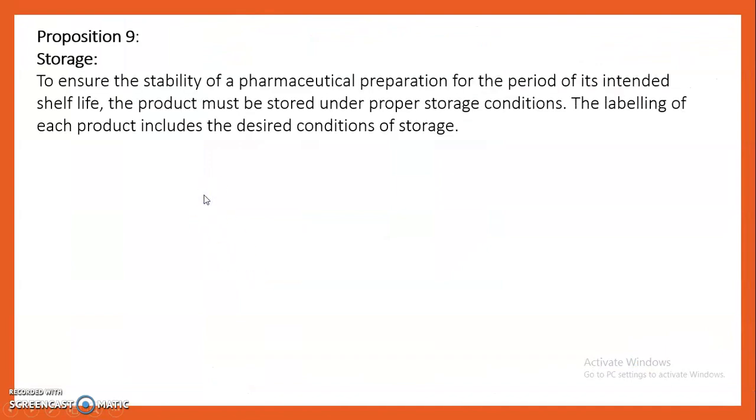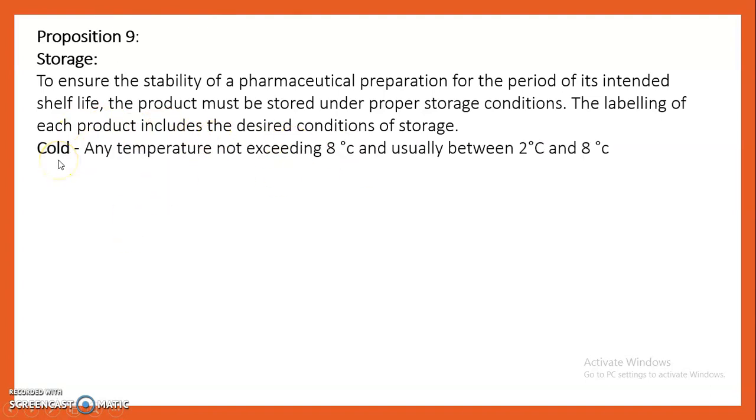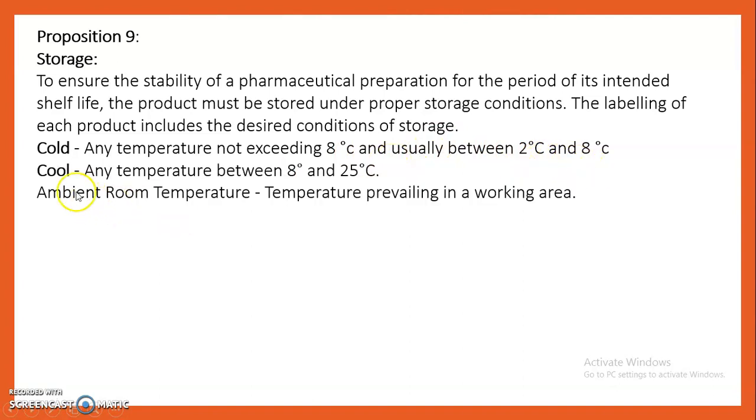Then proposition 9 is associated with storage. To ensure the stability of the pharmaceutical preparation for the period of its intended shelf life, the product must be stored under proper storage conditions. The labeling of each product includes the desired condition of storage. In that we have to study what is meant by cold. Cold is any temperature not exceeding 8 degrees Celsius and usually between 2 and 8 degrees Celsius. Cool means any temperature between 8 and 25 degrees Celsius.